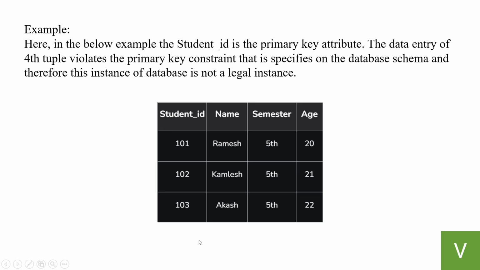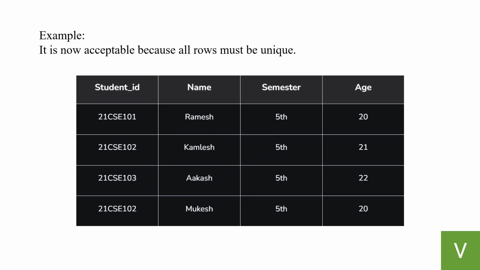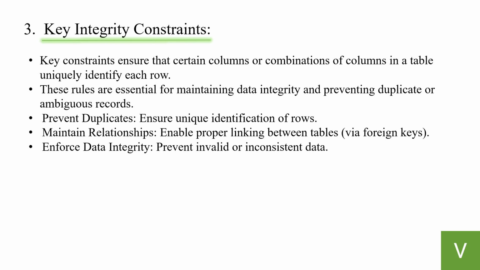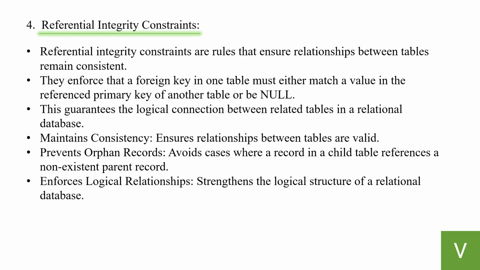After removing the fourth row, the final table is as follows. In the example below, student ID is the primary key attribute. The data entry of the fourth tuple violates the primary key constraint specified on the database schema, and therefore this instance of the database is not a legal instance. So this is about key integrity constraints. It is a primary key, which should prevent duplicates.